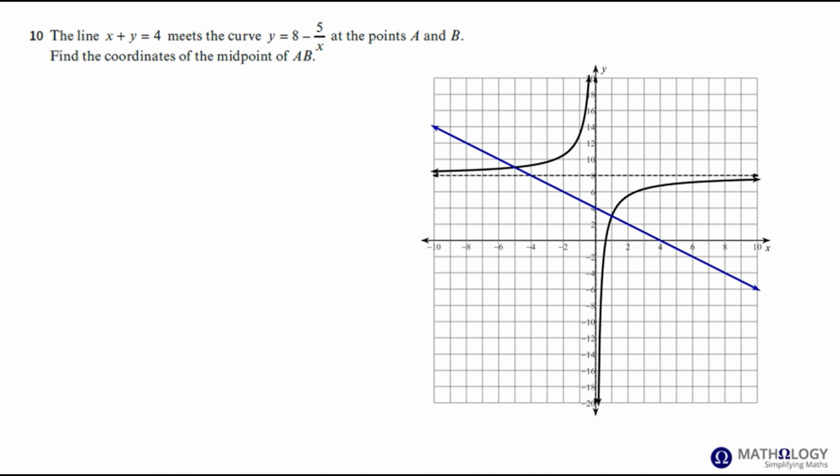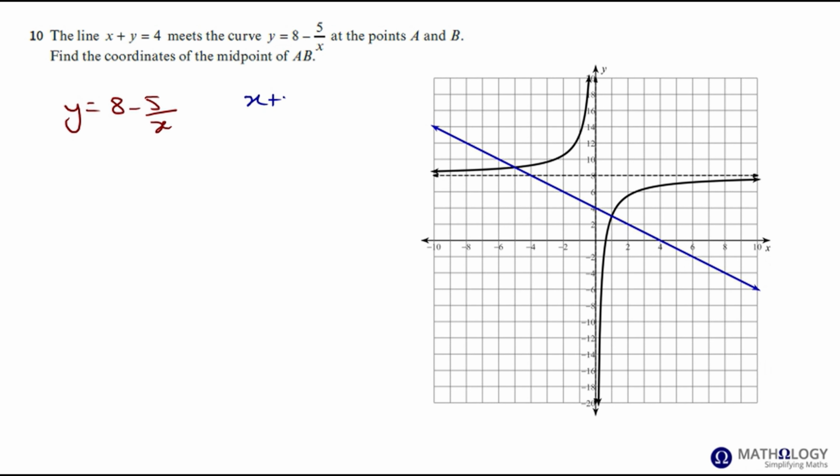Question 10. The line x plus y equals 4 meets the curve y equals 8 minus 5 over x at the points A and B. Find the coordinates of the midpoint of AB. Now, while it's not necessary to draw a sketch, it would be really useful if you do that. Again, it doesn't have to be 100% accurate. You just need to get an idea as to how to approach the problem. So we have y equals 8 minus 5 over x, which is obviously the hyperbola.